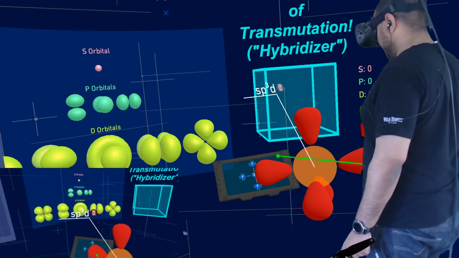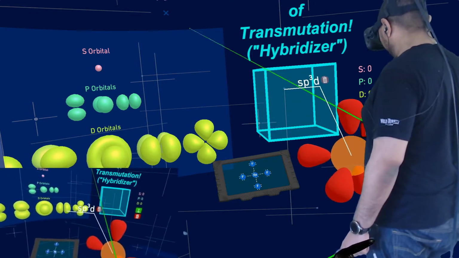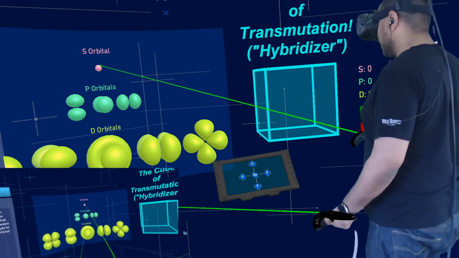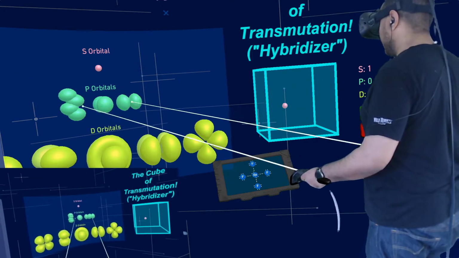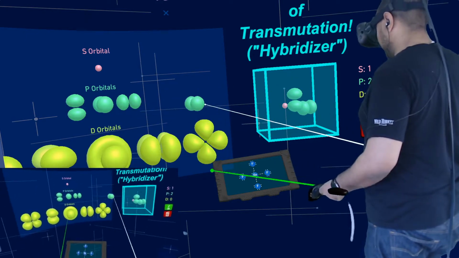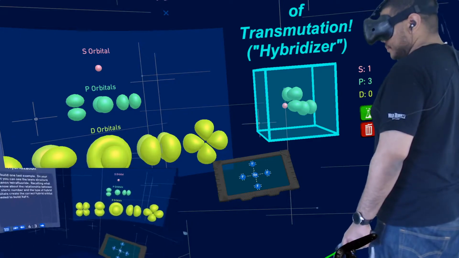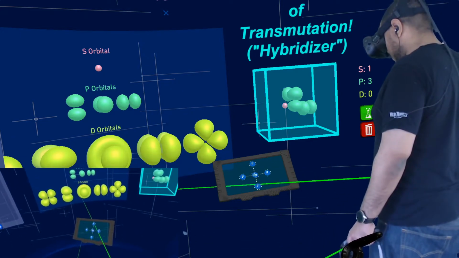Let's build one last example. On your tablet, you can see the Lewis structure for xenon tetrafluoride. Recalling what we know about the relationship between the steric number and the type of hybrid orbitals, create the correct hybrid orbital needed to build xenon tetrafluoride.